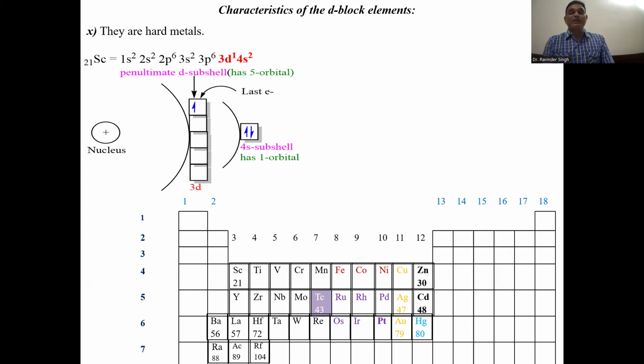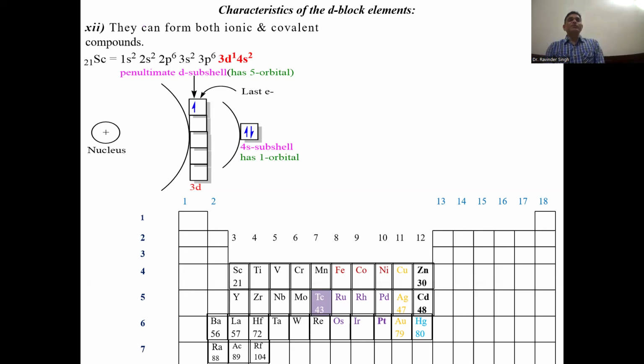Next characteristic of the d block elements: they can form both ionic and covalent compounds. They can lose electrons, and they can form covalent bonds by sharing electrons. So they can form both types of compounds, the ionic and the covalent compounds.